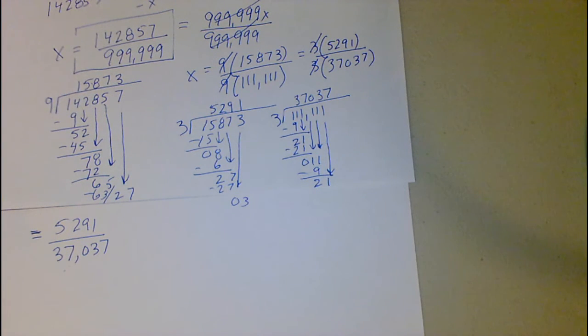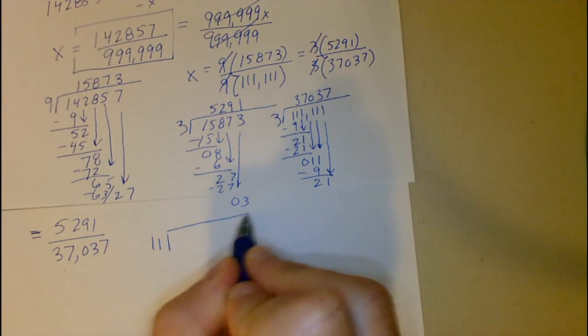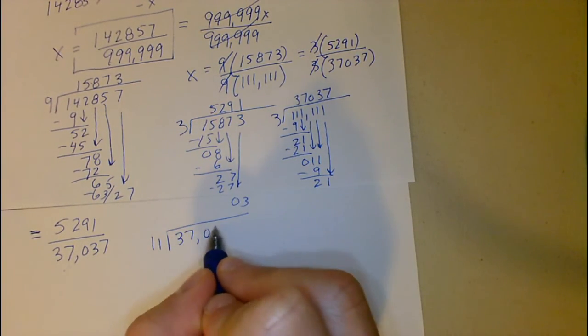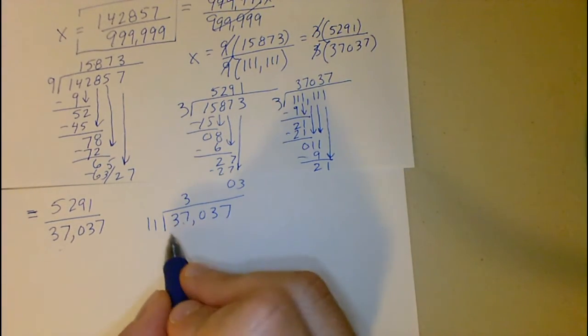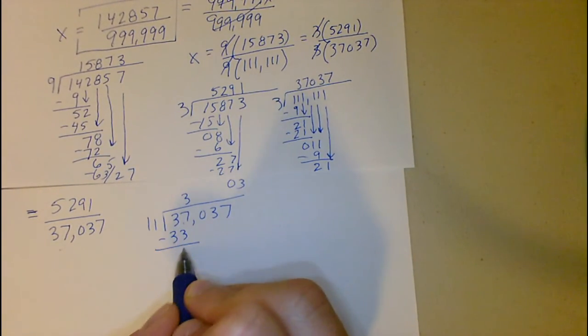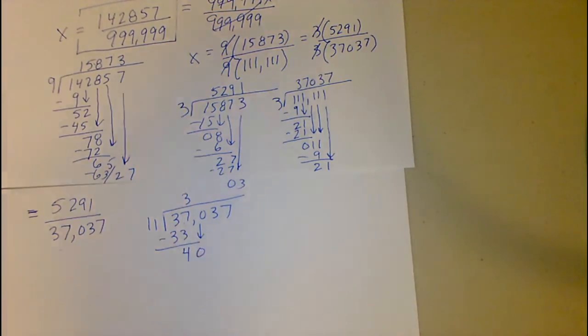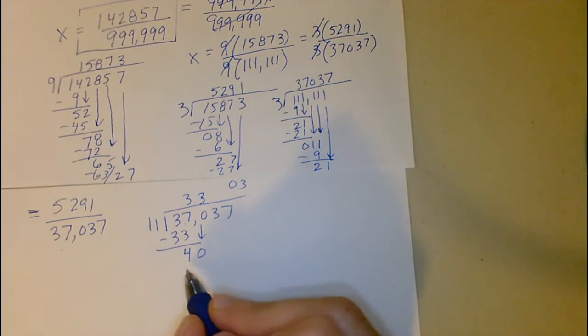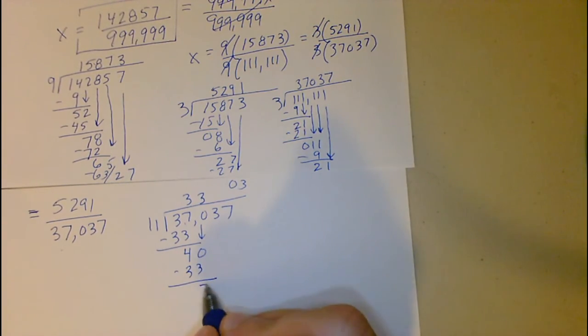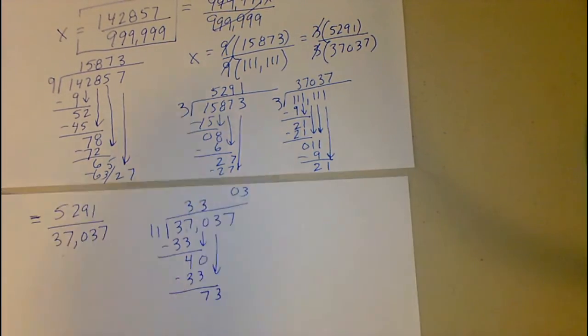I wonder if this is relatively prime. Turns out it's not. Turns out 11 will go into both of these. And let's see. How many times does 11 go into 37,037? 11 goes into 37 3 times. 3 times 11 is 33. Subtract, I get 4. Bring down the 0. 11 goes into 40 3 times. 3 times 11 is 33. Subtract, I get 7. Bring down the 3.